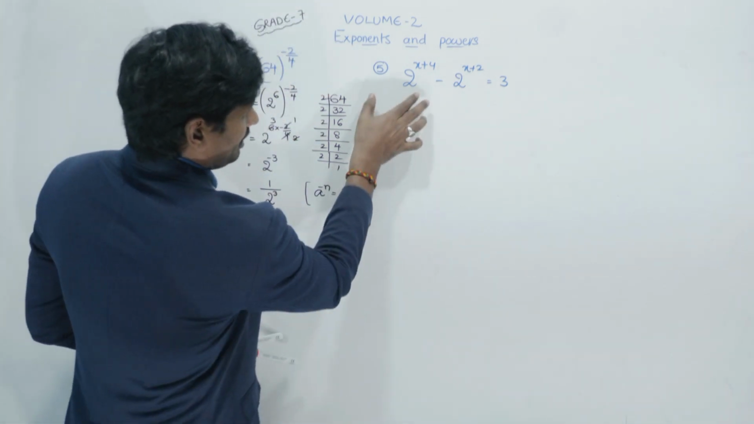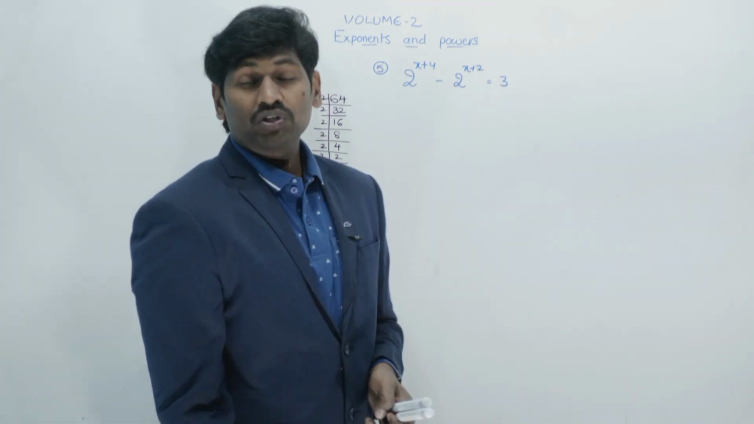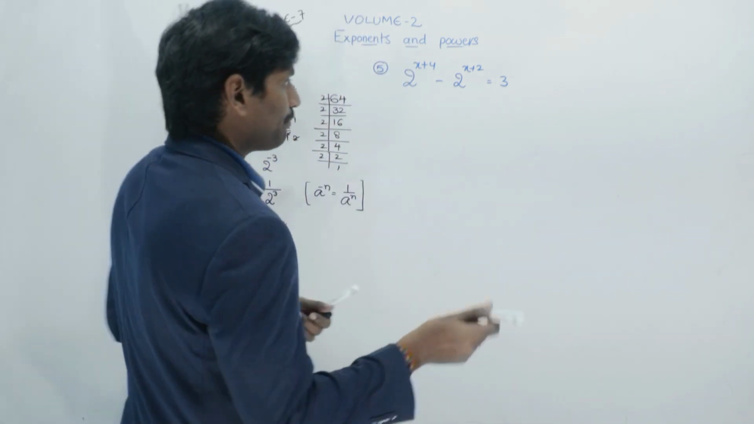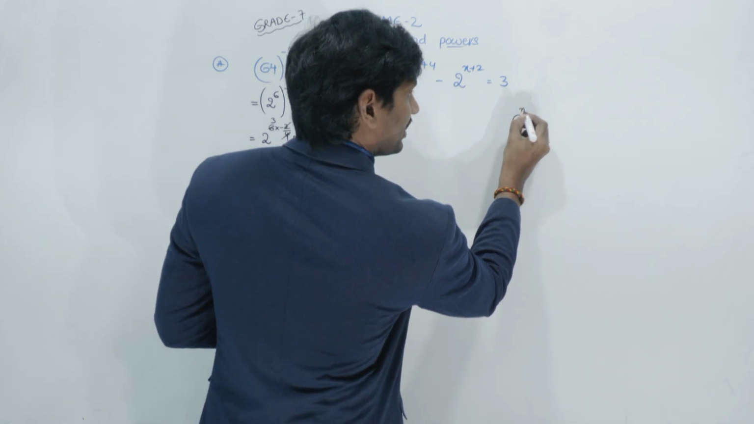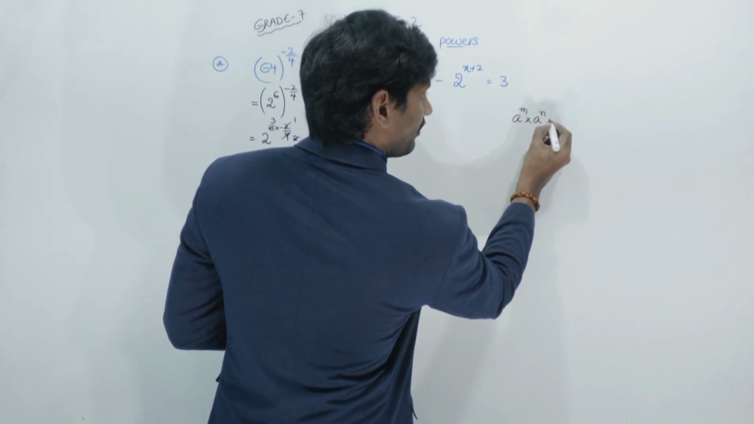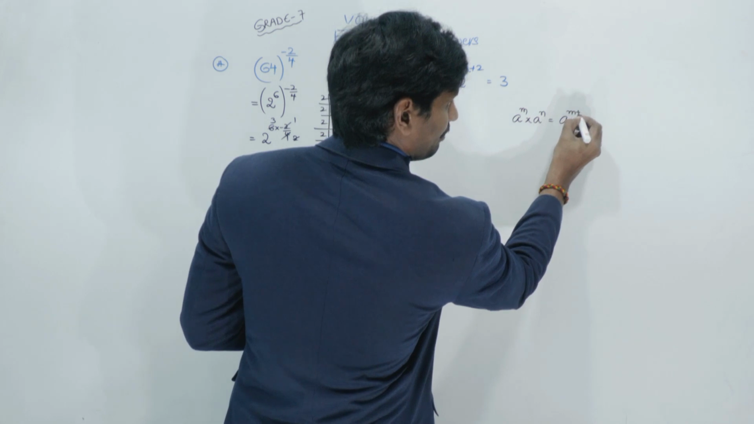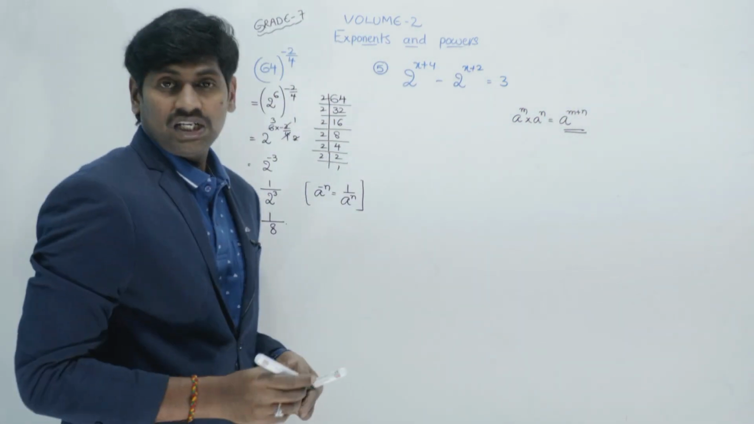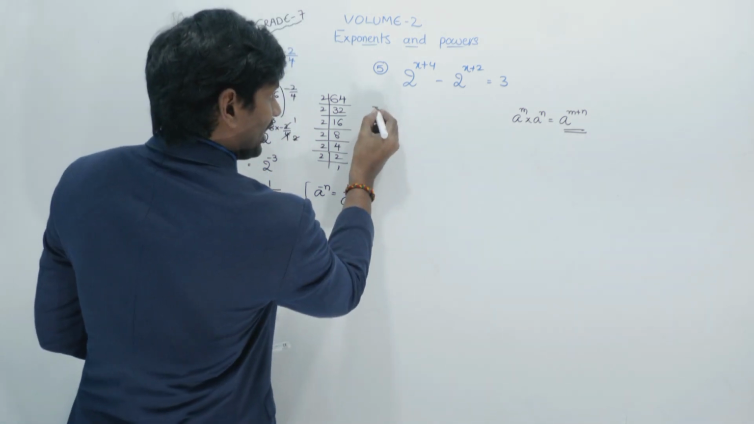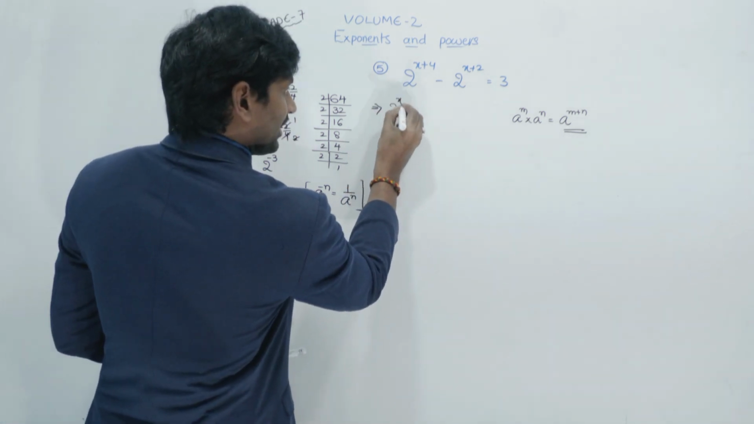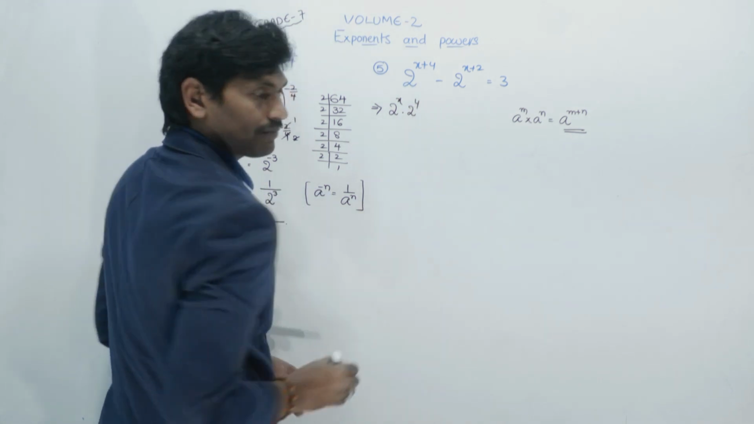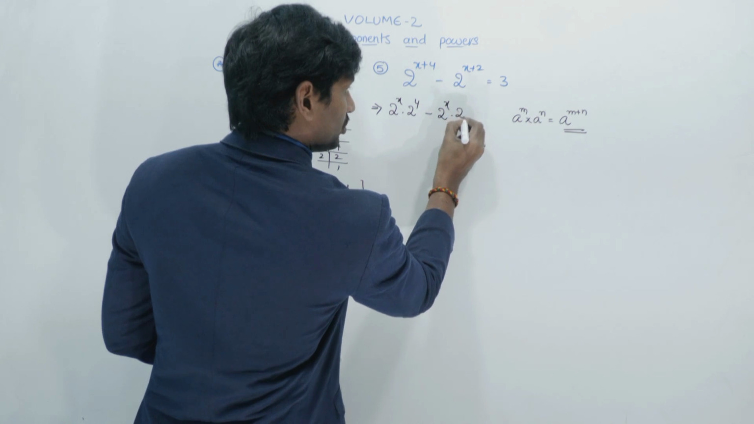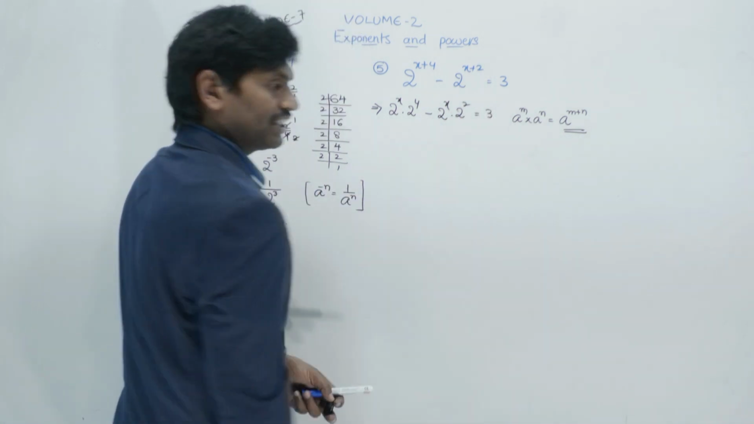But while you are observing the first term and second term, both are looking like the formula of a power m into a power n is nothing but a power m plus n. Am I right? A power m into a power n is equals to a power m plus n. It is looking like the right side part. We need to convert it into the left side part. So we can write this one as 2 power x into 2 power 4, minus 2 power x into 2 square is equals to 3.